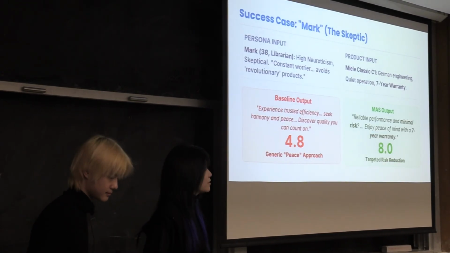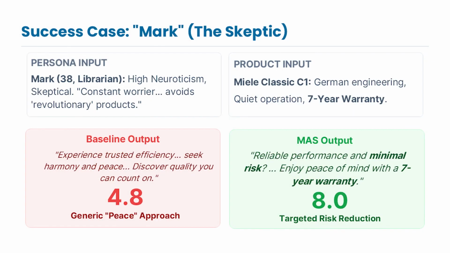For qualitative results, let's revisit Mark. The baseline output failed because it's too generic and it ignores Mark's anxiety. Our system was much better because it mentioned minimal risk and highlighted the 7-year warranty, which led the score to rise from 4.8 to 8.